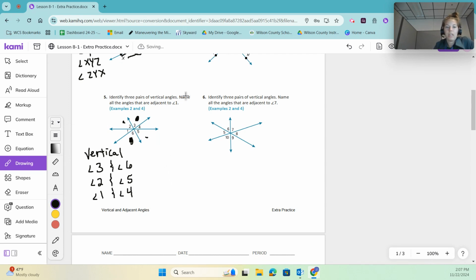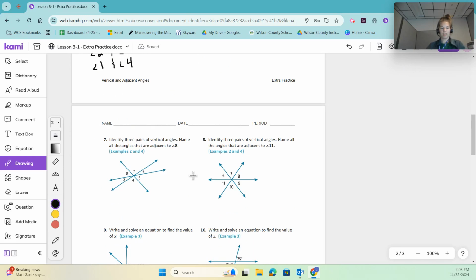Now, name all angles that are adjacent to angle 1. Adjacent just means next to. They share a line. So angle 1 shares a line with angle 2 and angle 6. Angle 2 and angle 6 are adjacent to angle 1. Okay, let's try another one.